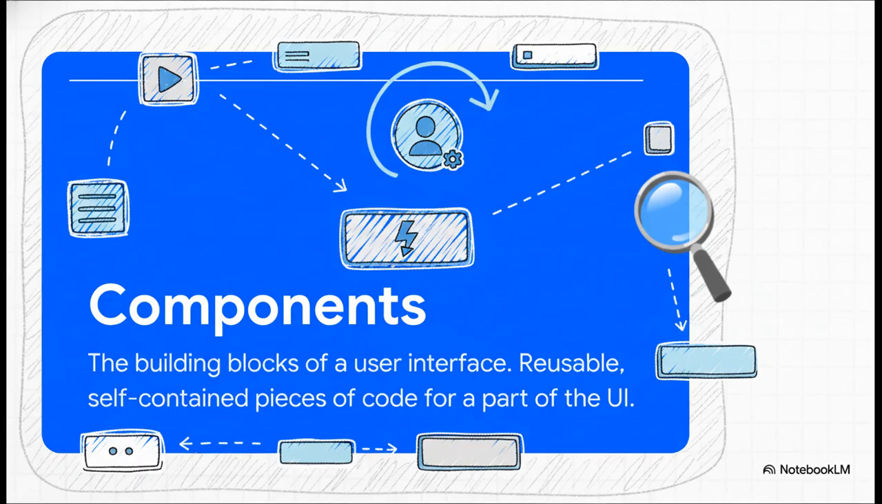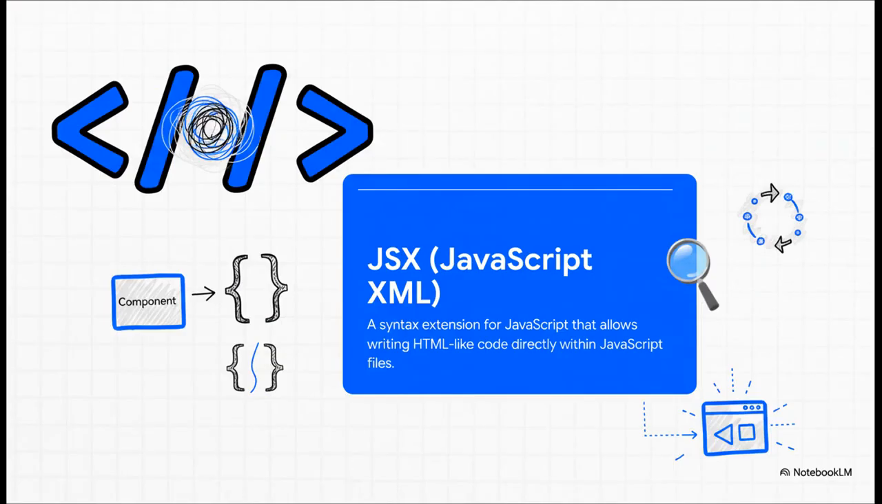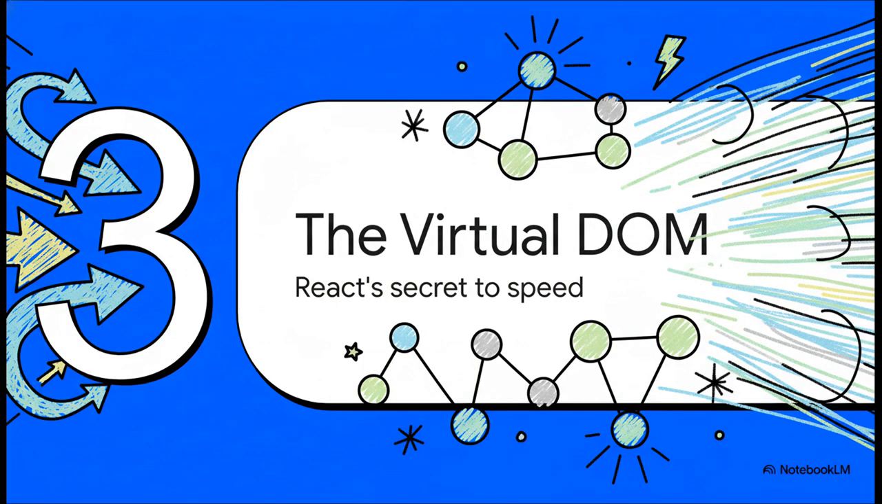It's incredibly efficient. Now, to describe what these components look like, React uses this really cool thing called JSX. Now, at first glance, it looks just like HTML, right? But it's actually JavaScript in disguise. And this is pretty brilliant because it lets developers put the visual structure and the logic that powers it all in the same place.